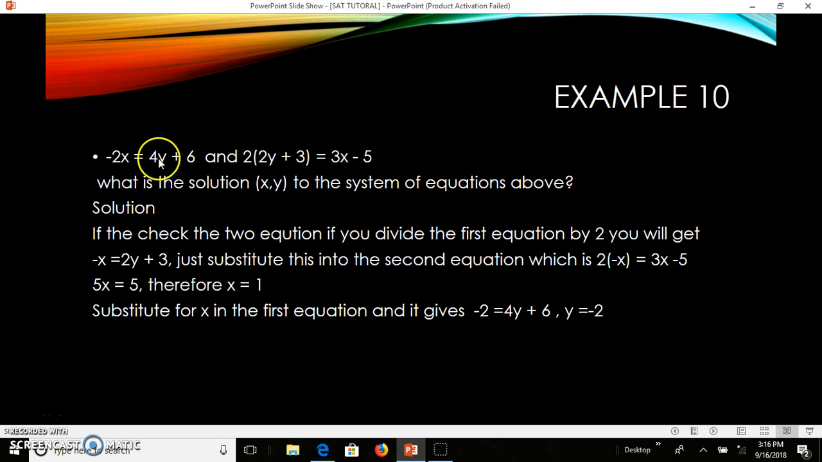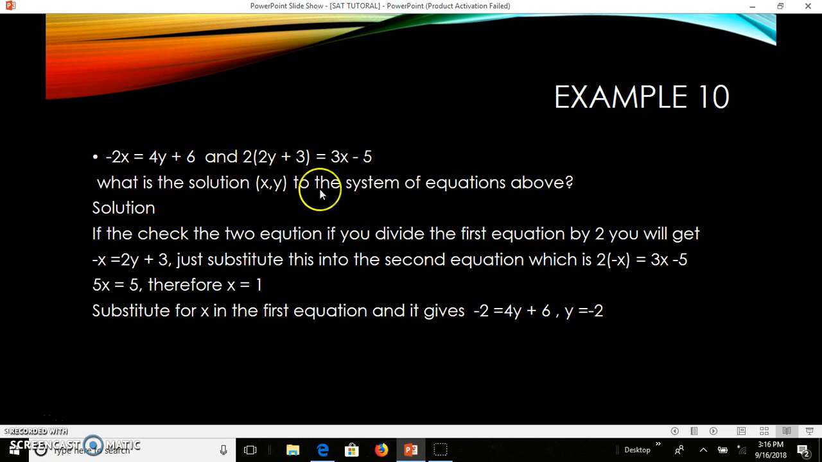This is like a simultaneous equation too. Like here and here, you expand it, then you get your answer. What is the solution? So if you check this equation, you have to divide the first equation by 2. I told you, this is a simultaneous equation. This is the first equation. I need the second equation. Do you understand me?